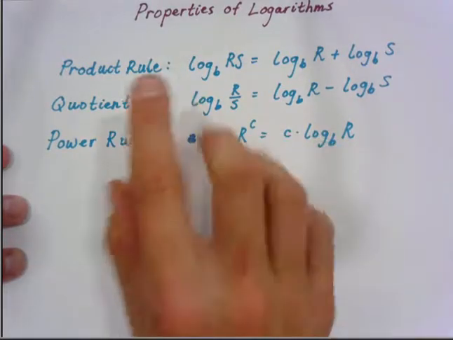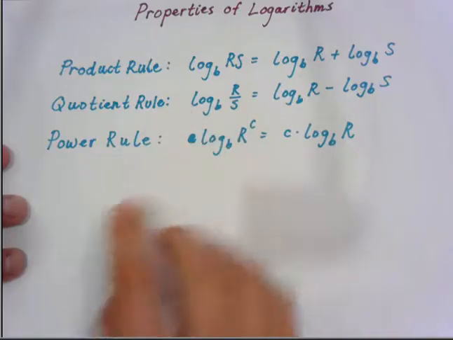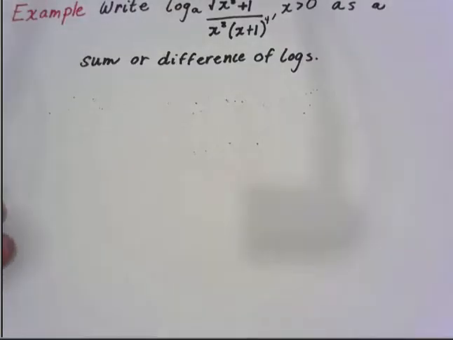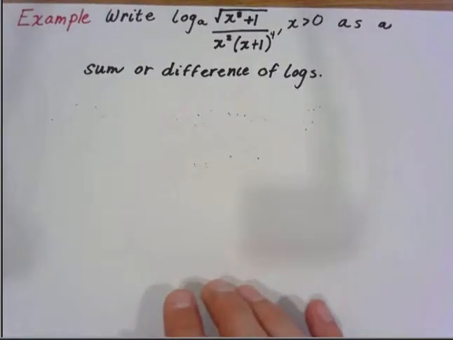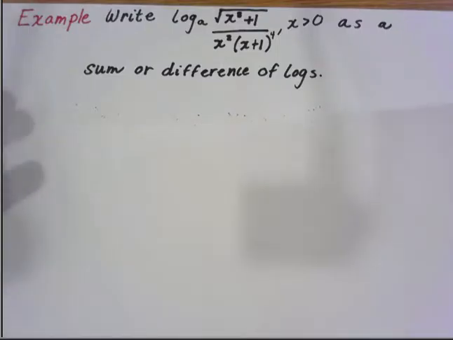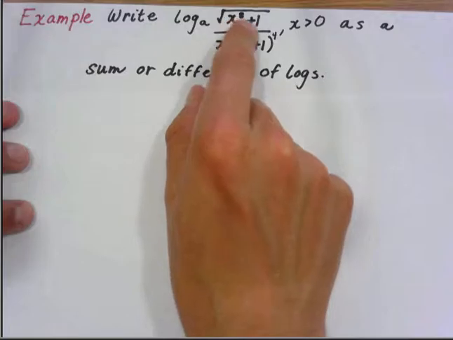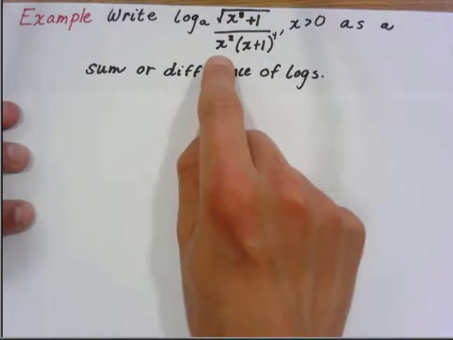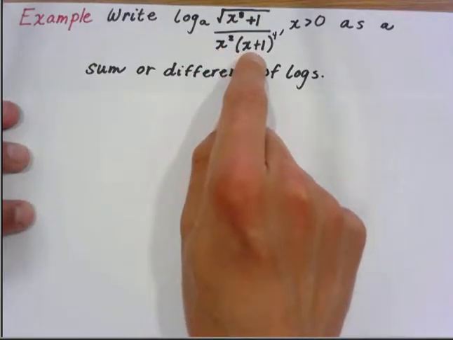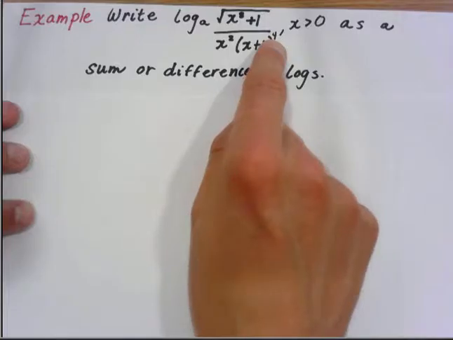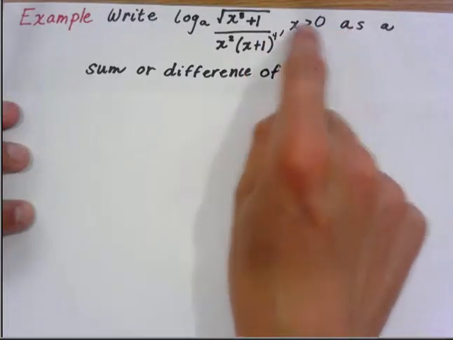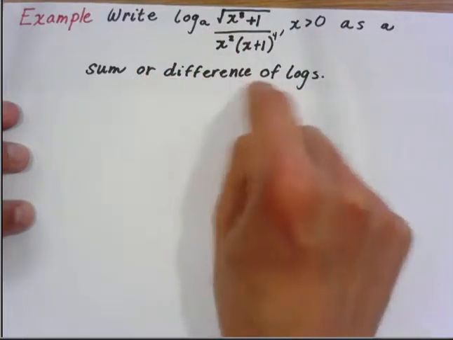These are the three rules that are going to help us solve our only problem in this example. We have the log base a of the square root of x cubed plus 1, all over x squared times the quantity x plus 4 to the fourth power, where x has got to be greater than 0. We want to write this as a sum or a difference of logs.